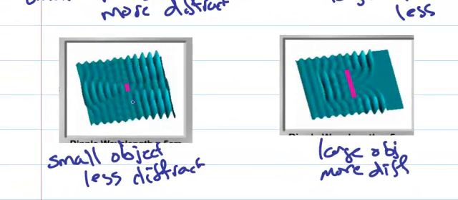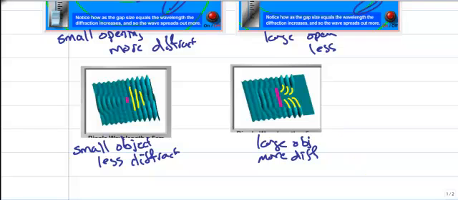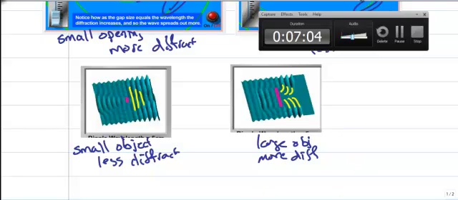Okay, and this was the other case we saw in the ripple tanks, where we had a small object and a large object. And we see here that with the small object, there tends to be less of that bending of the waves, so less diffraction there. And with the larger object, the waves are bending back on either side, so there is more diffraction in that particular case.